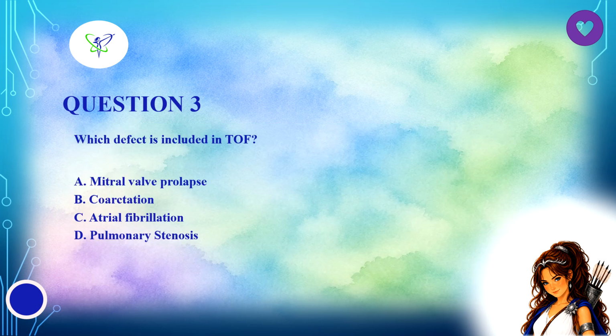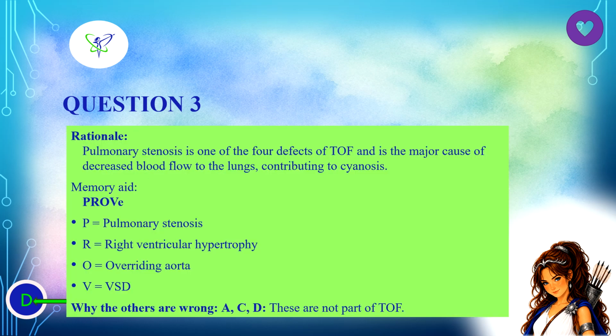Thank you, Artemis. Question 3. Which defect is included in Tetralogy of Fallot? A, mitral valve prolapse, B, coarctation, C, atrial fibrillation, or D, pulmonary stenosis? I'm going to say D, pulmonary stenosis. Artemis, can you give us some rationale? Pulmonary stenosis is one of the 4 defects of Tetralogy of Fallot and is a major cause of decreased blood flow to the lungs, contributing to cyanosis.